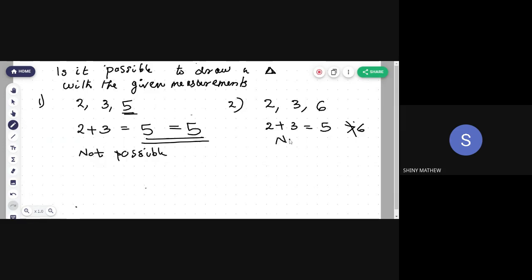So here itself you give not possible. Other two conditions, that's okay. But here itself we can see the sum of two sides is not greater than the third side. So that is not possible. So you take another example. Now 3, 6 and 7. All of you check fast. 3, 6 and 7.